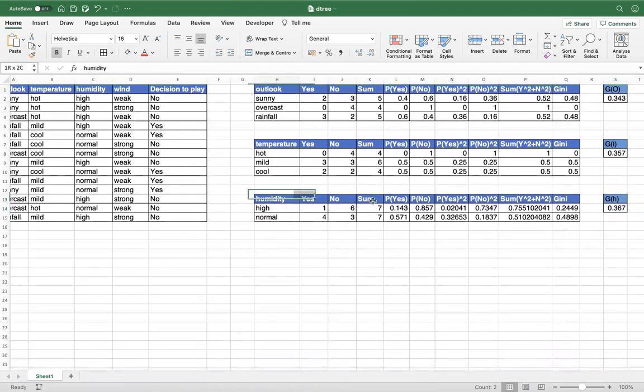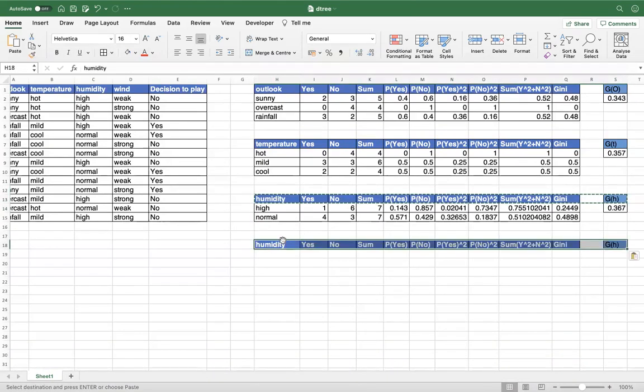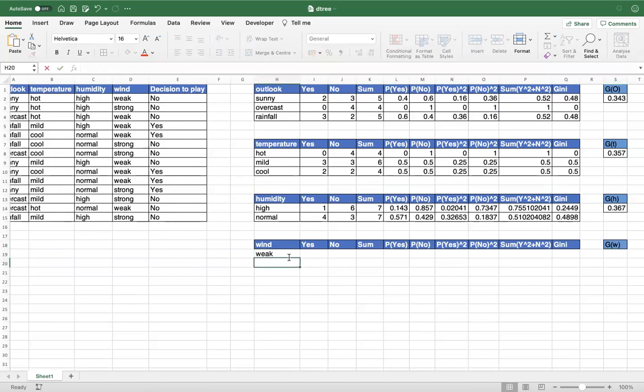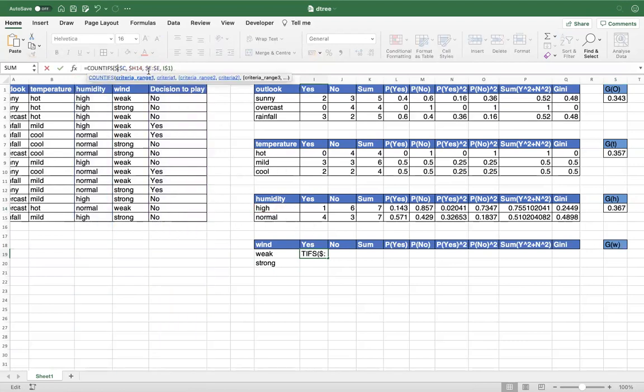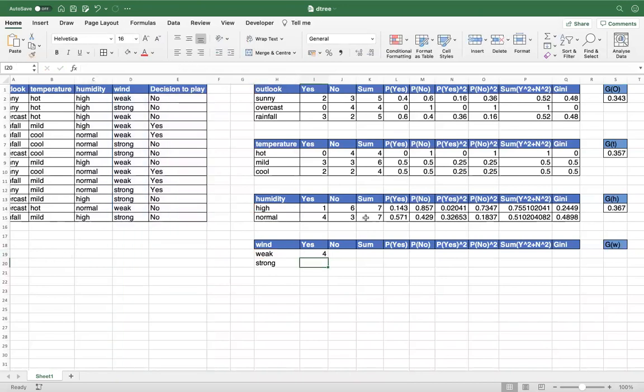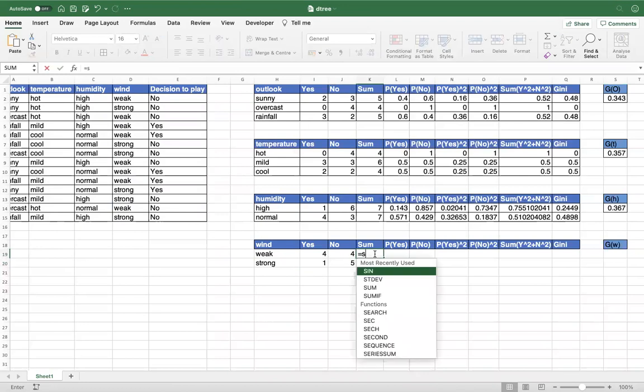So why leave that guy separately? The Gini index of wind, that is going to be Gini index of W. So wind, we have two values, weak and strong, right? Let us copy the formula. And don't worry if you are not aware of the formula, that is still okay. Because as you might have understood by now, these formulas are not that important, because anyways you will do it in Python. This is something I do so that you can understand better. This is only for the educational purpose.